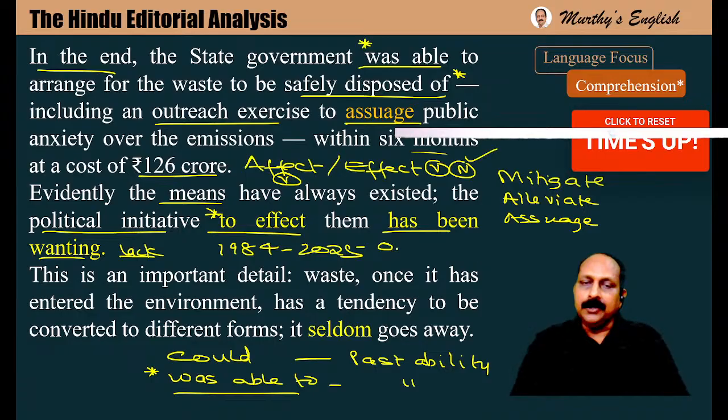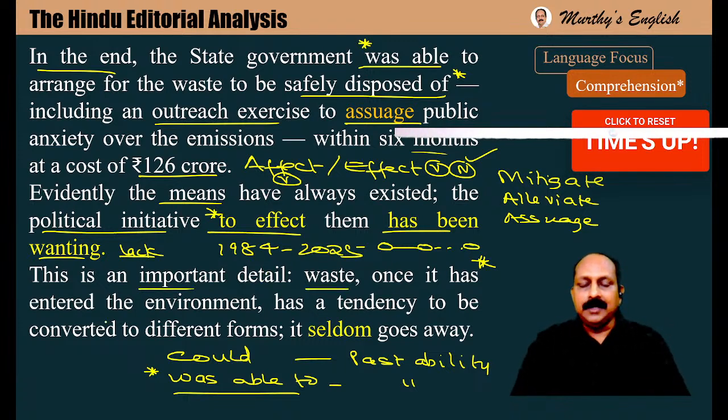Action begins in the past, comes to the present, may go into future. Then we should use present perfect continuous tense. This is an important detail. What is it? There's a question based on this detail because the sentence itself says important detail.